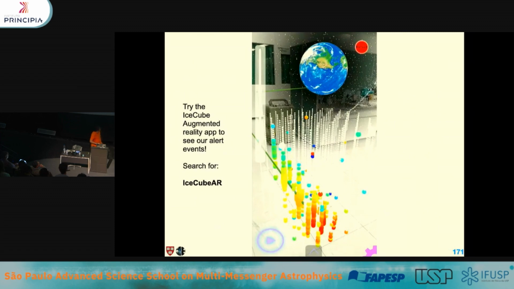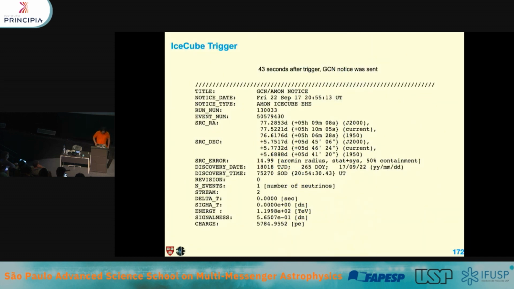One thing that you can do with these events, by the way, this is propaganda, but you can use this IceCube AR app on your phone to not only look at our alerts, but also look at them in 3 dimensions. It's an augmented reality system, so people can check this out, and we can talk about that later.